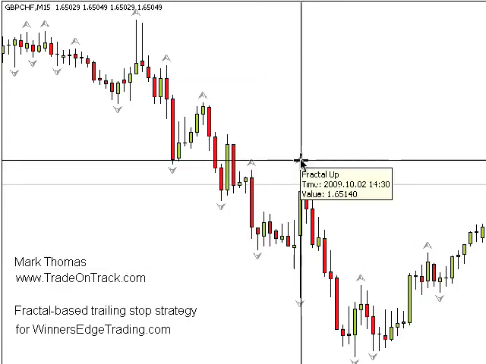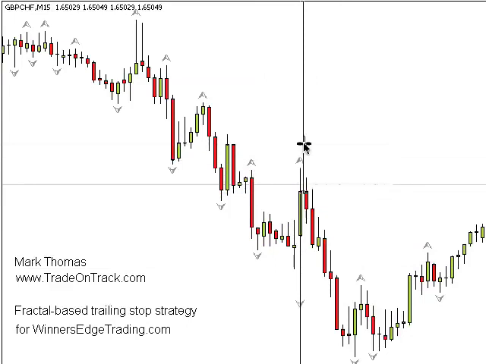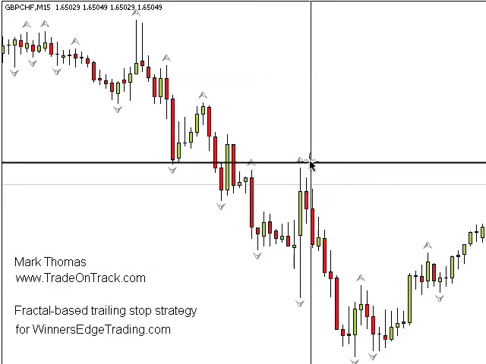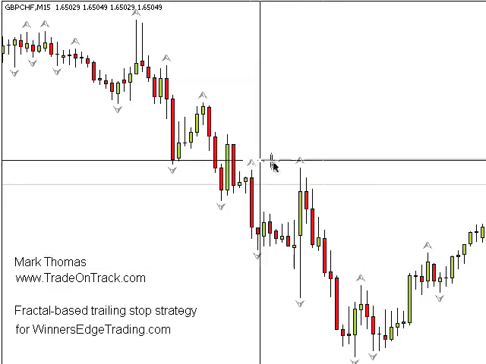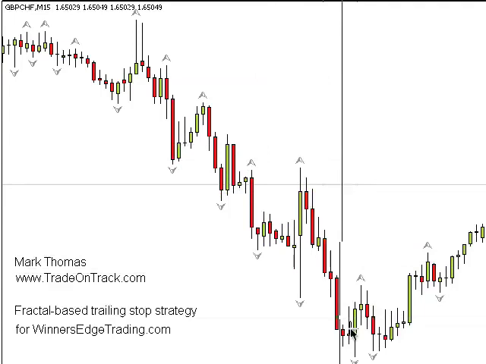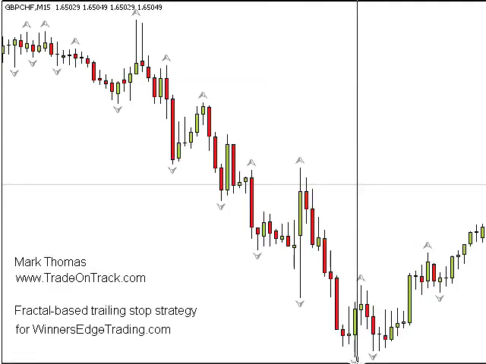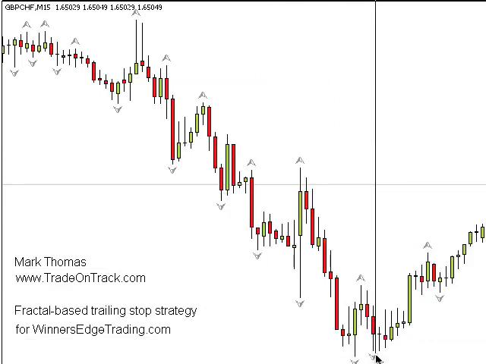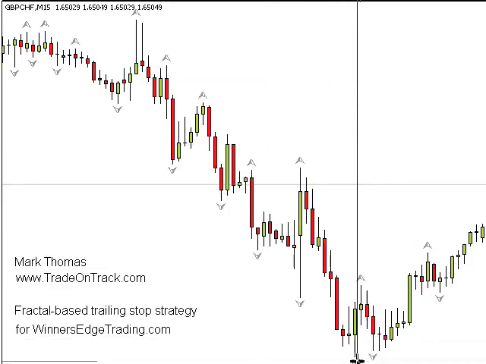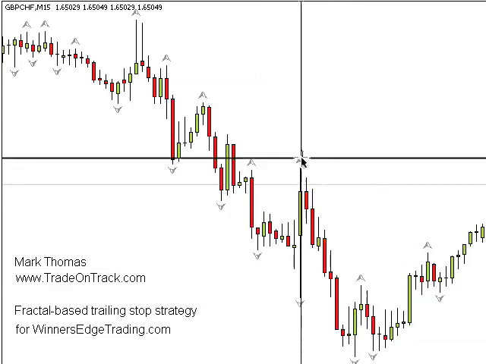Now our rules should also be that we don't move our stop further away. We only ever move it down if we're in a short trade. So our stop would have remained at this point, wouldn't have moved. Comes down, forms a bullish fractal at this point, comes back up, doesn't continue on down, it doesn't break through this last bullish fractal. So our stop is still here.